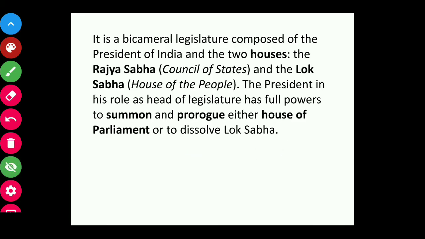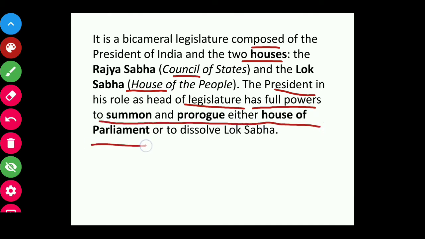It is a bicameral legislature composed of the President of India and the two houses, the Rajya Sabha, Council of States, and the Lok Sabha, House of the People. The President, in his role as head of legislature, has full powers to summon and prorogue either House of the Parliament or to dissolve Lok Sabha.